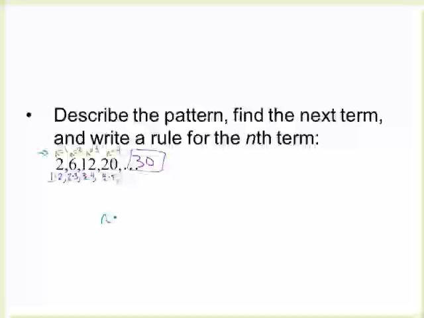The second numbers are 1 bigger than that. So in math we say 1 bigger as plus 1. So n times n plus 1 is going to be a rule that could give us any term in this sequence. So if I wanted to know what the 100th term was, I could just do 100 times 101 and figure that out without having to figure out every single answer along the way.